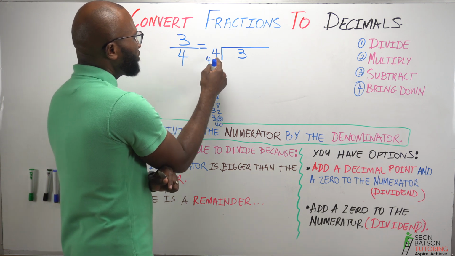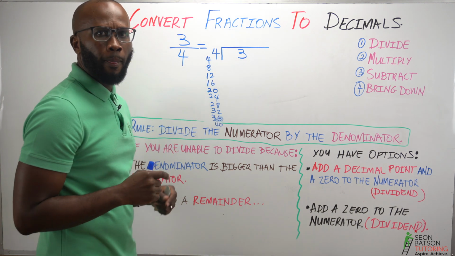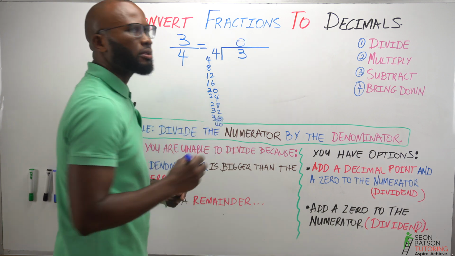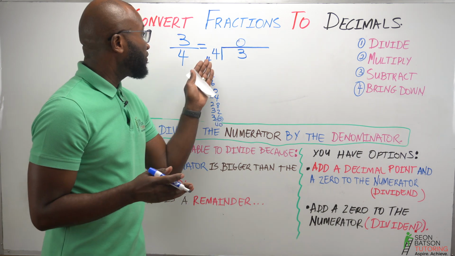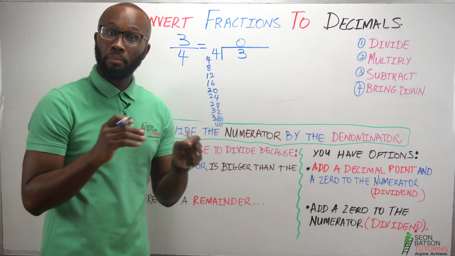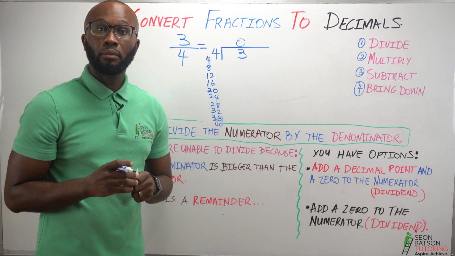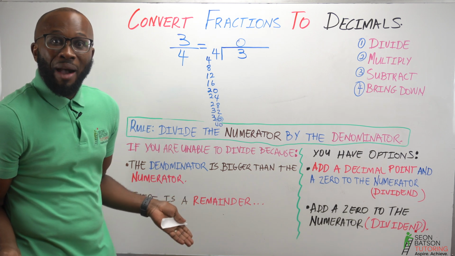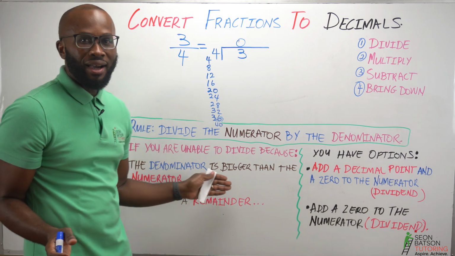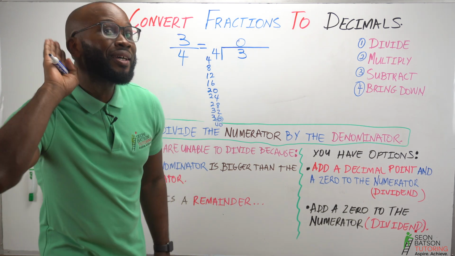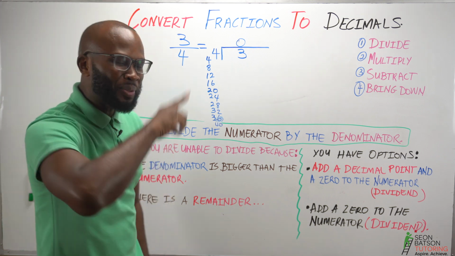How many times can 4 go into 3? Well, 0 times. Why? Because 4 is bigger than 3, and a bigger number cannot go into a smaller number. So, we have a problem. We are unable to divide. But don't panic, because we have options.